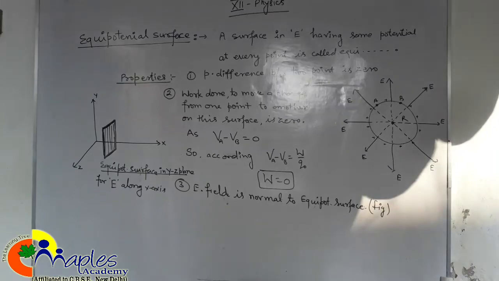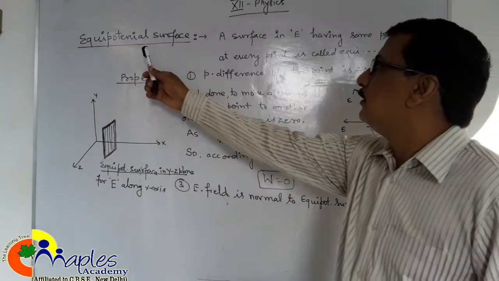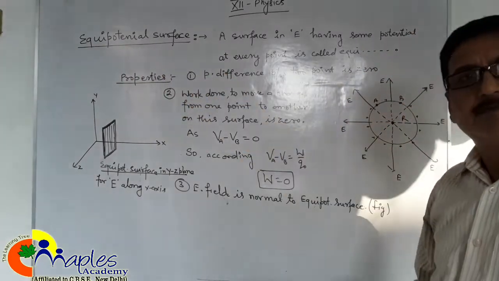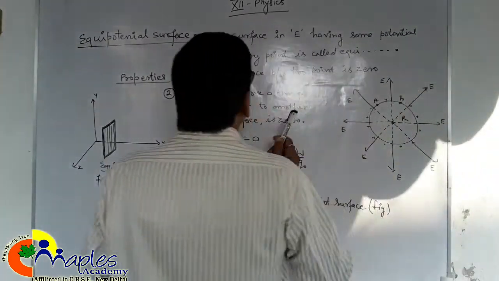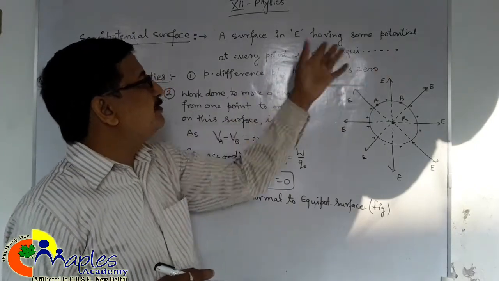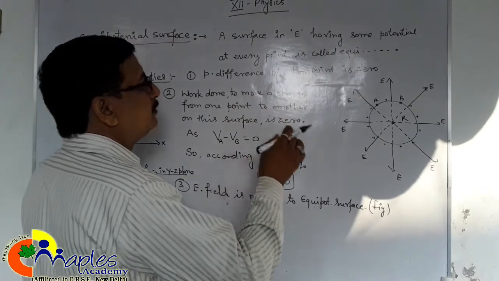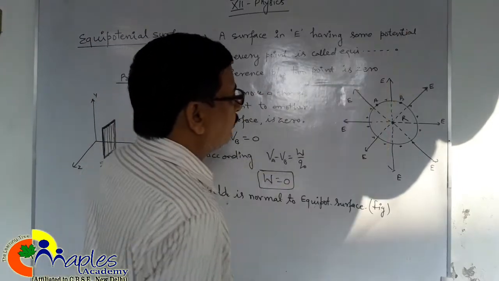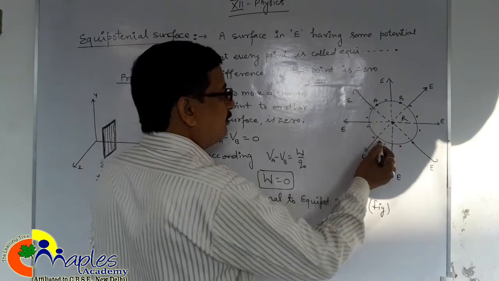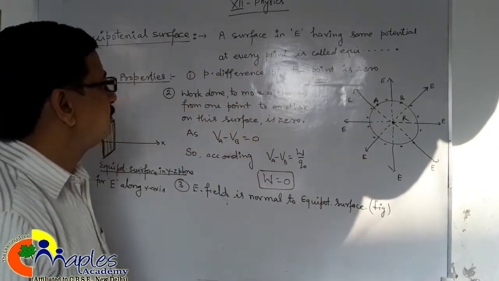As you can see on the board, equipotential surface. What is equipotential surface? A surface in electric field having the same potential on every point is called equipotential surface. Like this, equipotential surface. What are the properties of this surface?